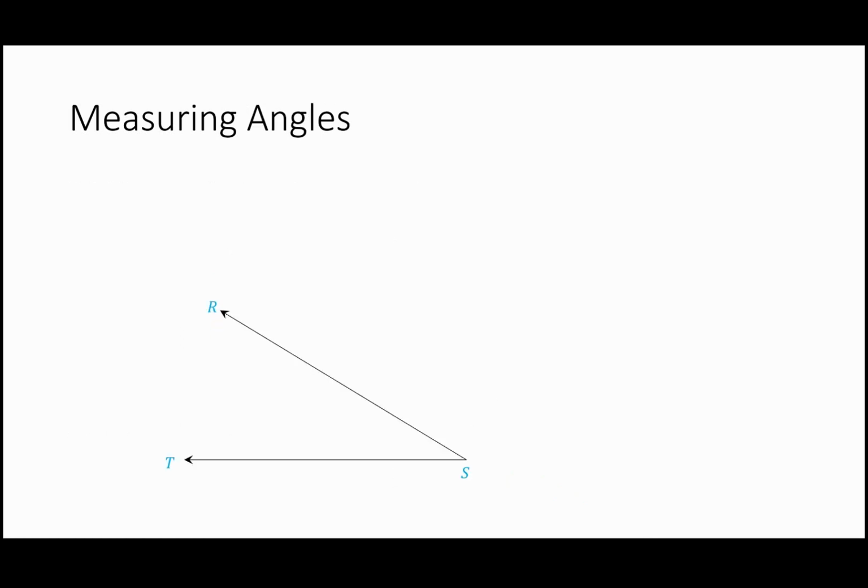Okay, now measuring angles. Now I told you at the beginning of the semester when we went over the syllabus that you did not have to buy yourself a protractor to measure angles, and I meant it.